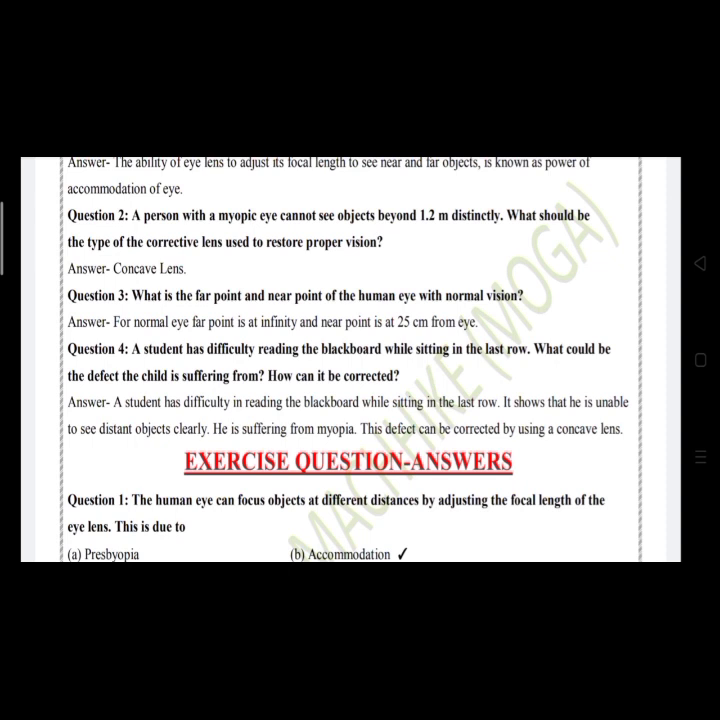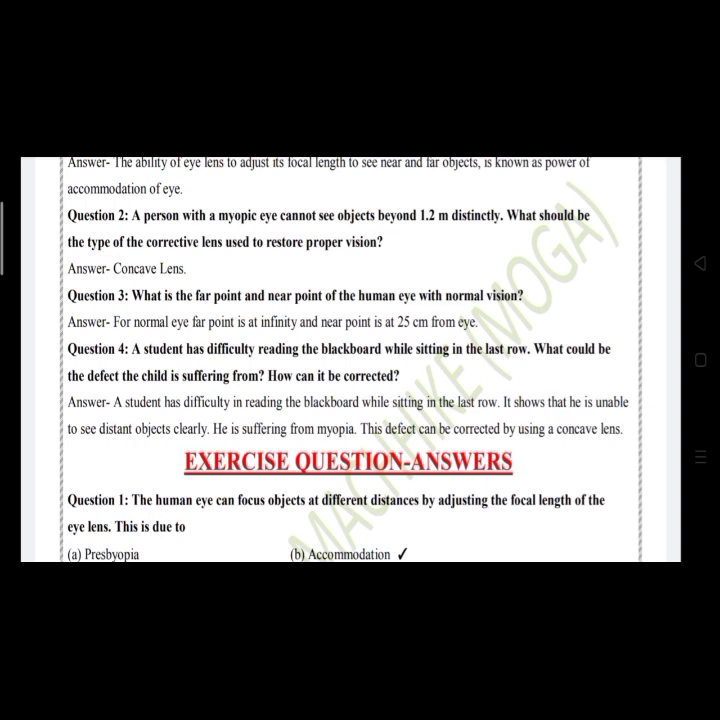So dear students, our fourth question is a student has difficulty reading the blackboard while sitting in the last row. What could be the defect the child is suffering from? How can it be corrected? The answer is, a student has difficulty in reading the blackboard while sitting in the last row. It shows he is unable to see distant objects clearly. He is suffering from myopia. This defect can be corrected by using concave lens.